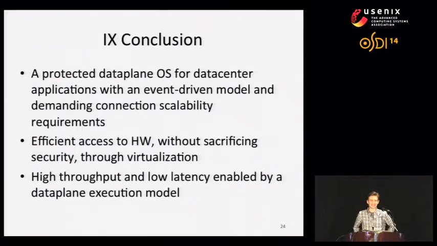I was wondering if you could say a little bit more about how the batching affects tail behavior of X, especially if you kind of view it into the future with faster and faster Ethernet, like 40 gig and then 100 gig and so forth, where the congestion becomes larger.